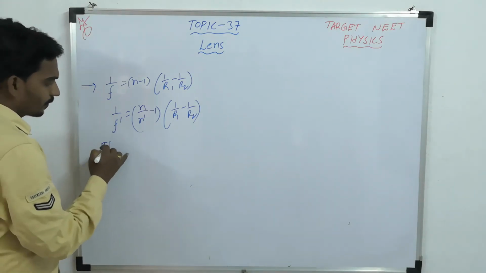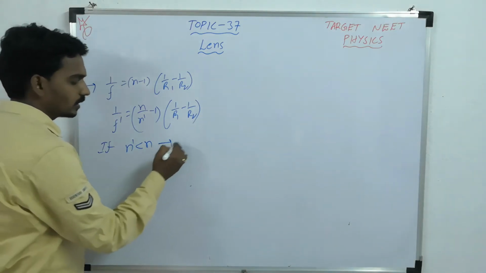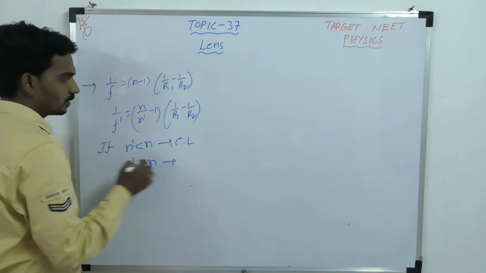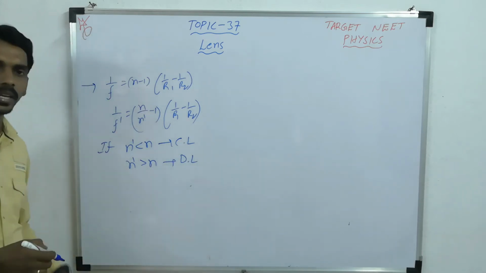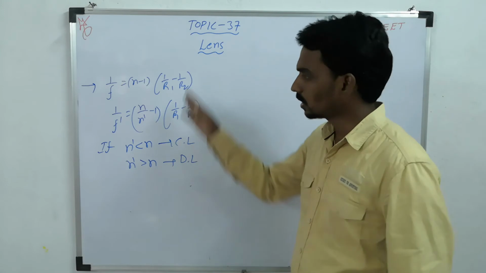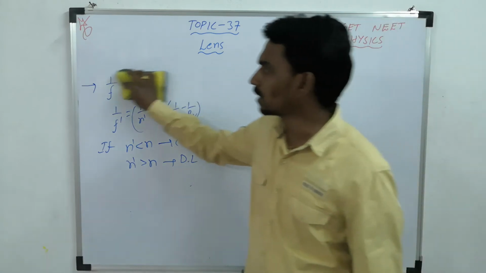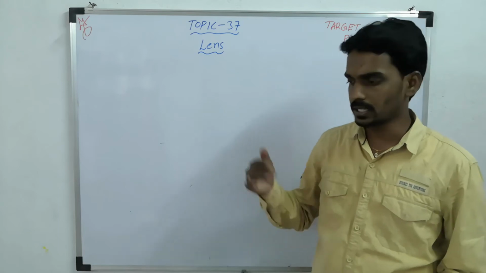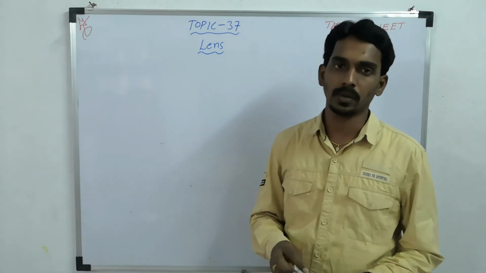If the refractive index of the medium is less than the refractive index of the lens material, then it acts like a converging lens. If n dash is greater than n, then this factor is negative, so it acts like a diverging lens. Negative focal length means diverging lens, positive focal length means converging lens. These kinds of questions they can ask based on the focal length formula. Finally, the conclusion: the focal length of a mirror is independent of the medium in which it is placed, but the focal length of a lens depends upon the medium in which it is placed.